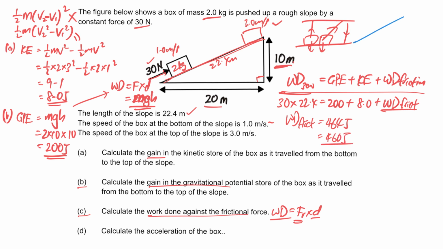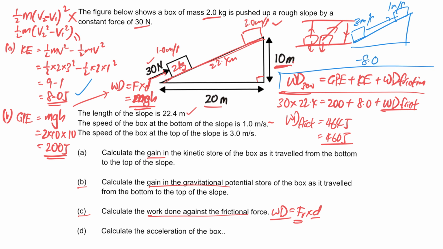Now let's sidetrack a little bit. What if the question given to you is that the box decreases in speed as it goes up, from 3 meter per second to 1 meter per second? If that's the case, the change is still of magnitude 8 joules, like what you calculated here, and definitely this equation applies. It's just that the KE here has to be minus 8.0.